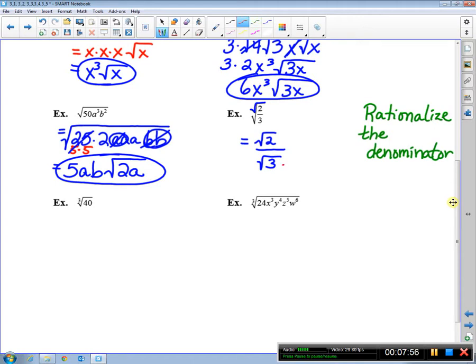Quite simply, it's done by, in this case, multiplying the top and the bottom by that same radical. So what happens then? Well, the square root of 2 times the square root of 3, 2 times 3 under the radical, is 6. And the square root of 3 times the square root of 3 is the square root of 9. But this is the same as having radical 3 times 3. And so it really just equals square root of 6 over 3. Because multiplying a radical by itself gives you that number out.